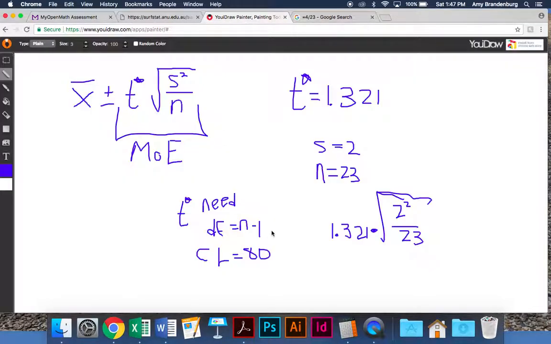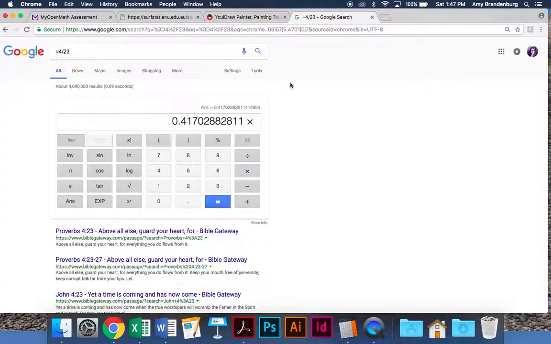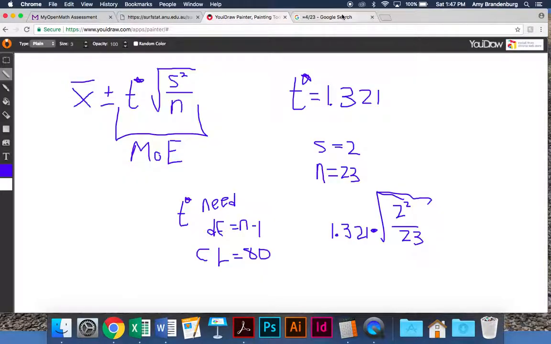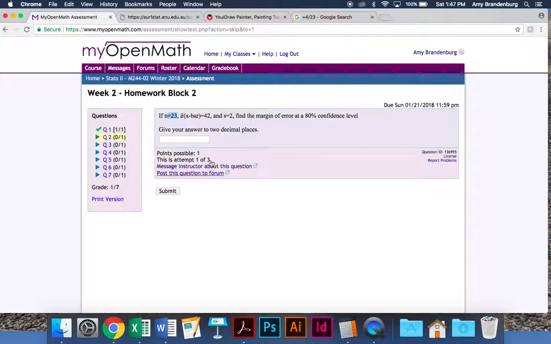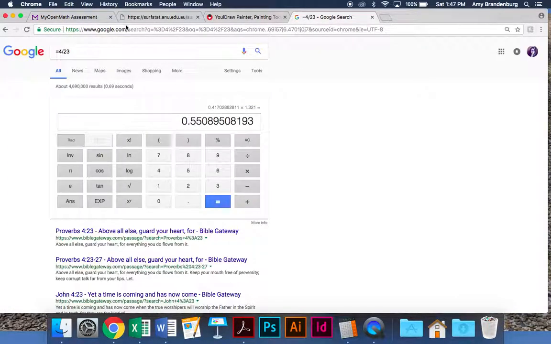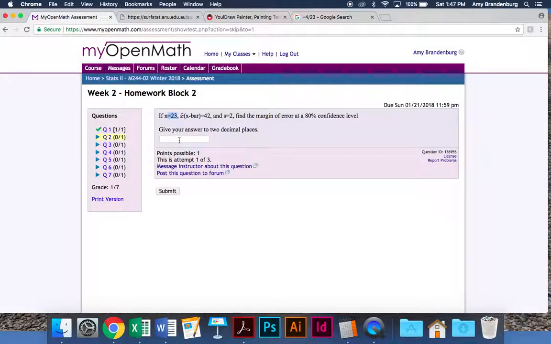Our t star, 1.321. Equals, and how many decimal places did we need to round to? To 2 decimal places. That looks like it's 0.55, so we'll put it in. So 0.55.